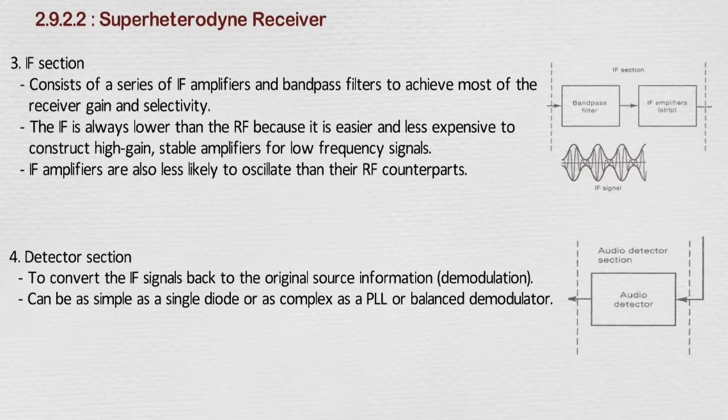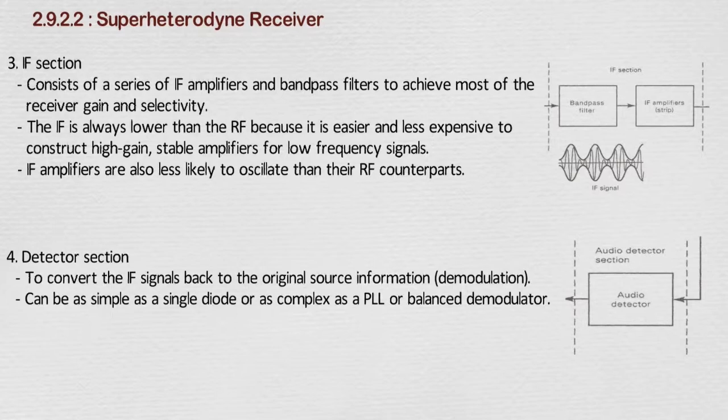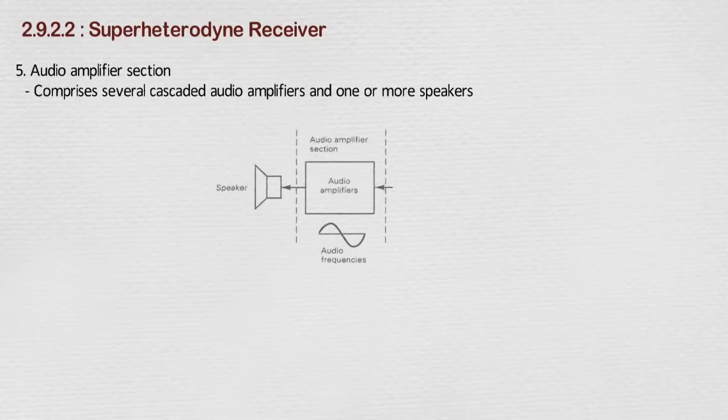Fourth, the detector section converts the IF signals back to the original source information. Demodulation can be as simple as a single diode or as complex as a PLL or balanced demodulator. Fifth, the audio amplifier section comprises several cascaded audio amplifiers and one or more speakers.